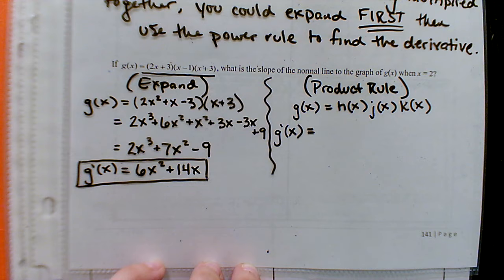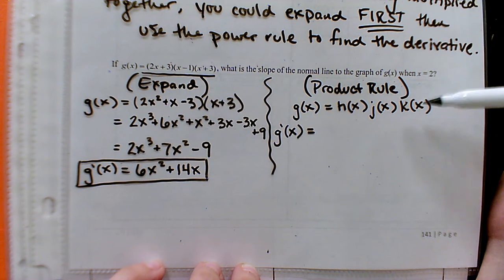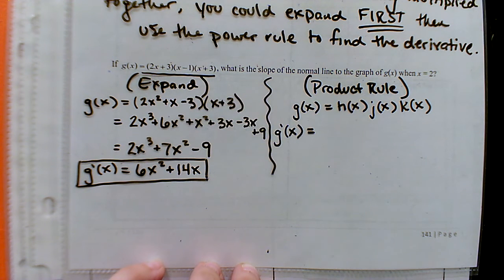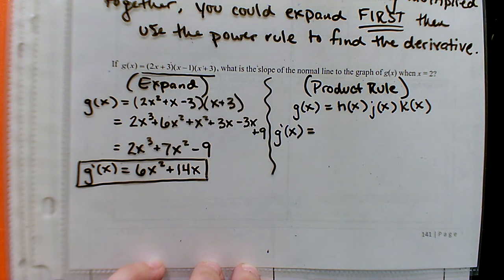What if they weren't polynomials? What if you couldn't multiply them together? For instance, what if we had sine of x times cosine of x times tangent of x? They were all trig functions. I know we haven't talked about the derivative of tangent yet. We'll get there. But what if you can't expand them? We're not going to cry. That's not one of our options.